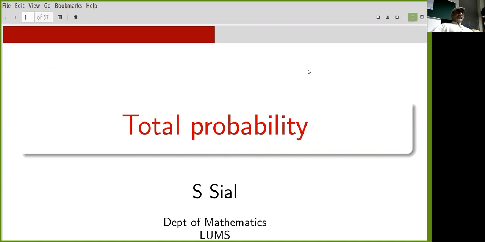In this session, we consider the idea of total probability. The idea is that sometimes it might be difficult to evaluate the probability of an event directly, and we can do it by adding up the probabilities of some associated conditional probabilities.